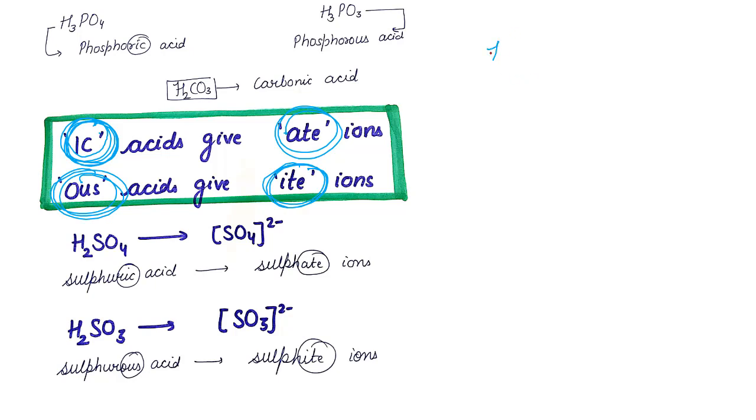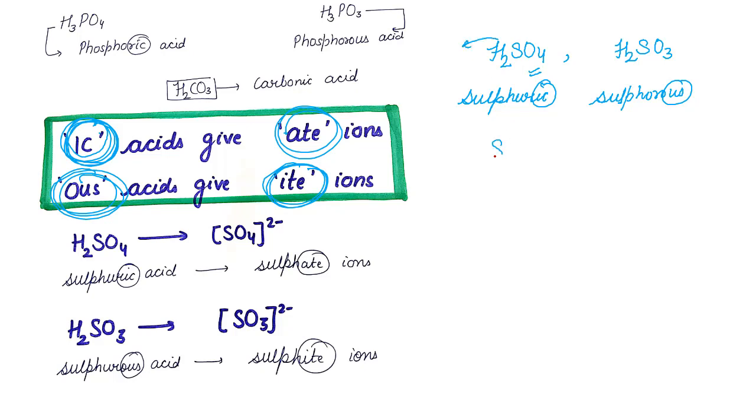For example, we are writing H2SO4 and H2SO3. Which is having more oxygen? This one. So this will be sulfuric acid, ic acid, and this will be sulfurous acid, ous acid. If I take out 2H+ from here, we get SO4 2-, and here we get SO3 2-. The ion with more oxygen will be known as sulfate ion, and the ion with less oxygen will be known as sulfite ion.